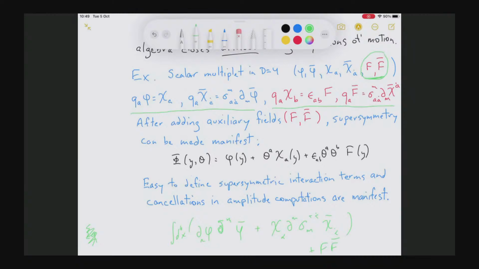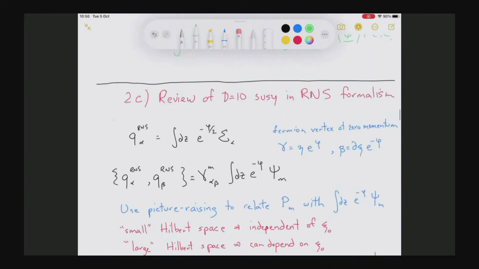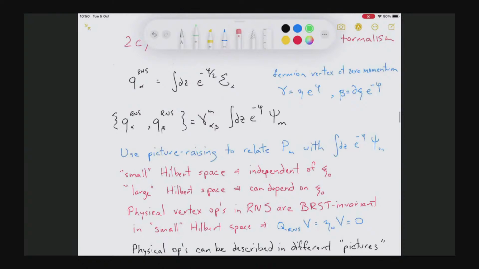So in the RNS formalism, we tried to do the same thing, as I already mentioned. The space-time supersymmetry generators have this simple form. It's essentially the fermionic vertex operator at 0 momentum. And when you take the anti-commutation, you find that you don't get dx. You get this object here, which you can think of as the translation generator in the -1 picture.